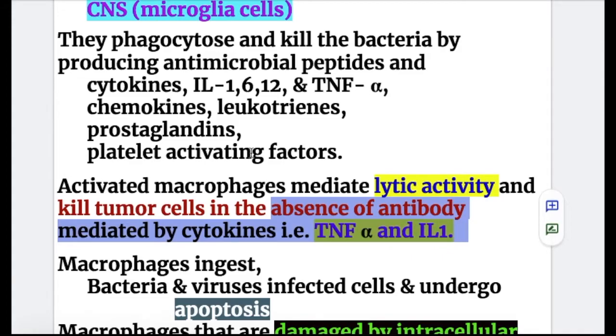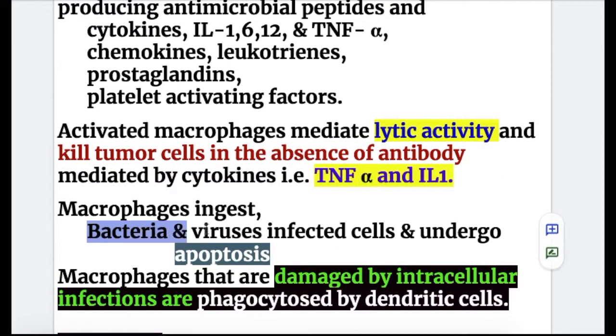So the macrophages have lytic activity and kill tumor cells in the absence of antibodies by TNF-alpha and interleukin 1. Macrophages ingest bacteria and virus infected cells and undergo apoptosis. And the macrophages that are damaged by intracellular infections are phagocytosed by dendritic cells.